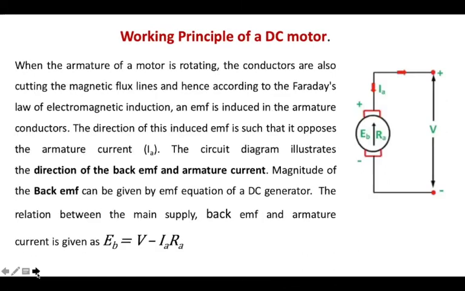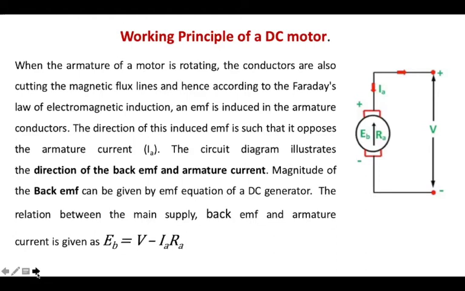When the armature is rotating, the conductors are also cutting the magnetic flux lines, and hence, according to Faraday's law of electromagnetic induction, an EMF will be induced in the armature conductors. The direction of this induced EMF is such that it opposes the armature current, and this is the circuit diagram which illustrates the direction of the back EMF and the armature current.